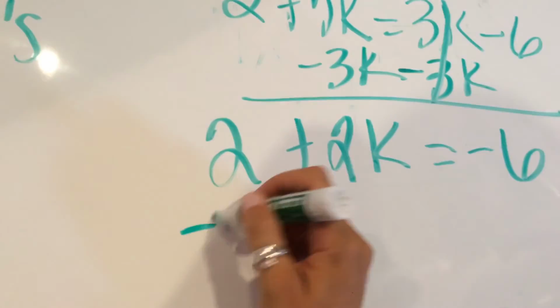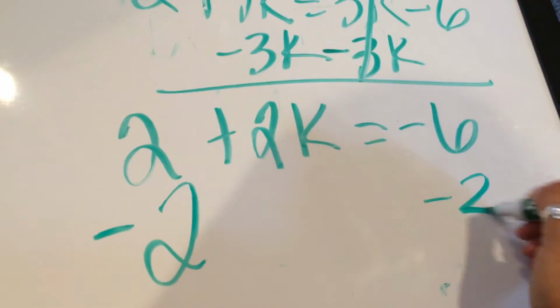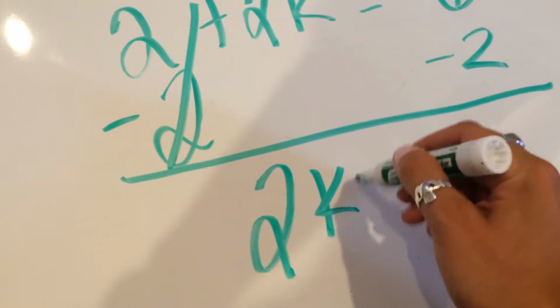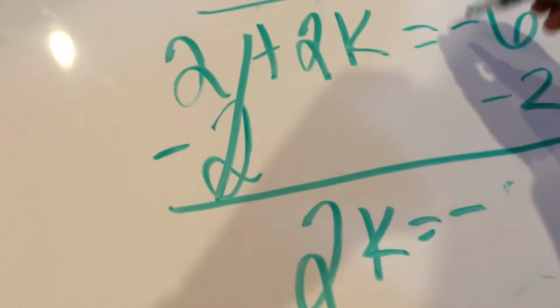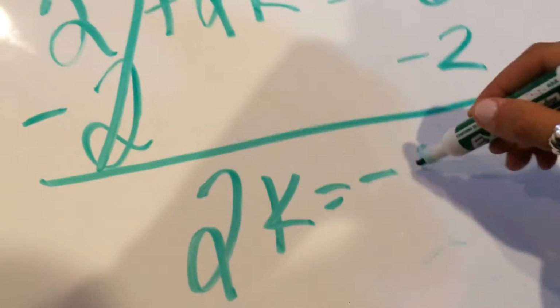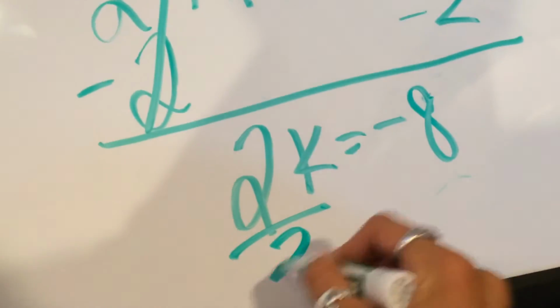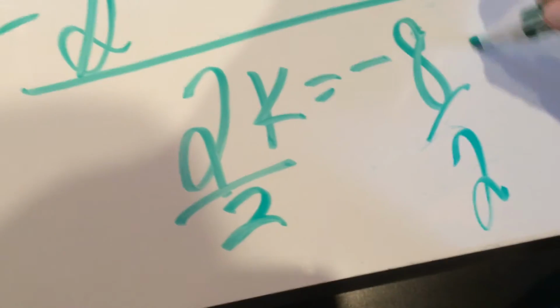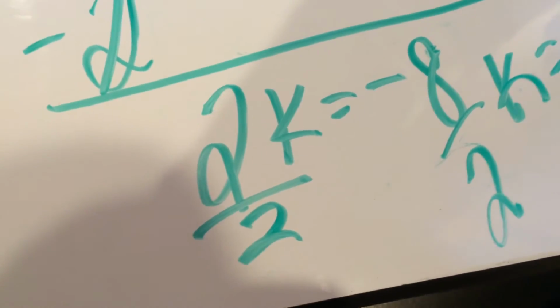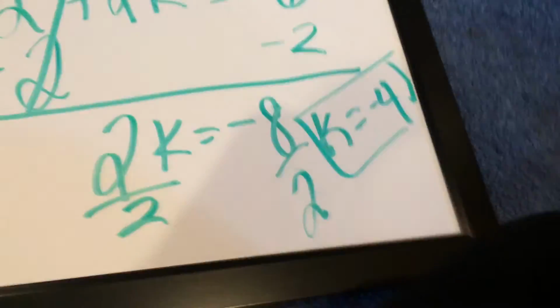Now we're going to subtract 2 on both sides. And we're going to get 2k is equal to, now here, negative 6 minus 2, that's negative 8, divided by 2. k is equal to -4. And you box that answer.